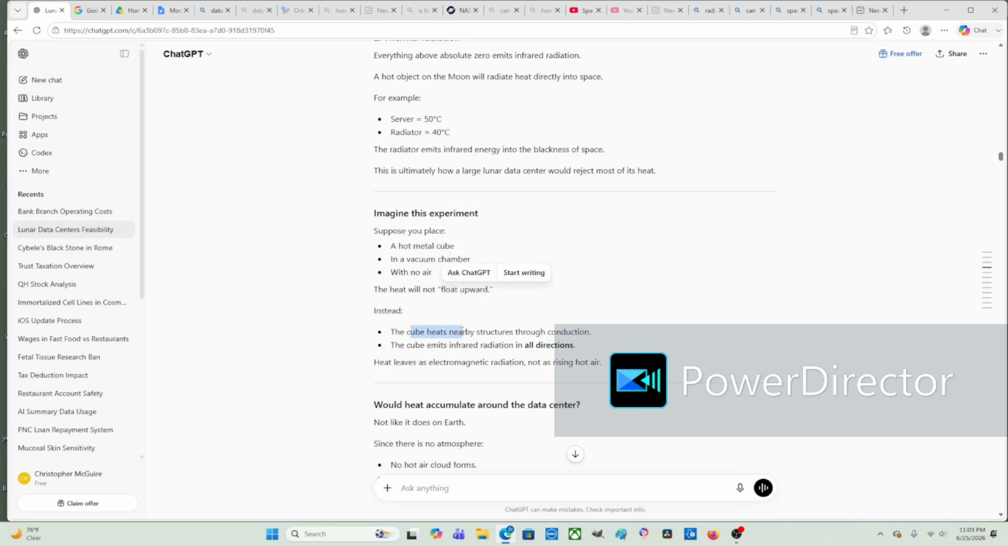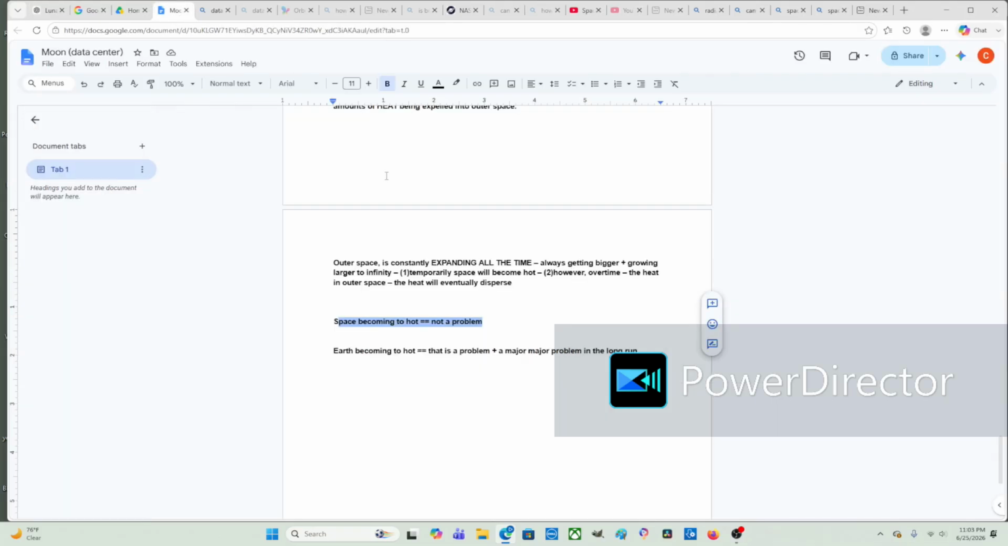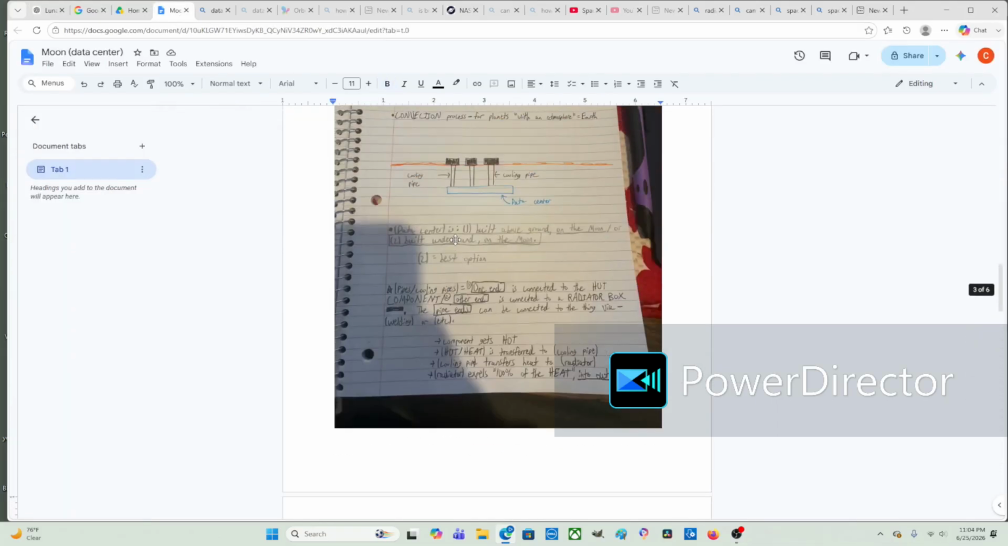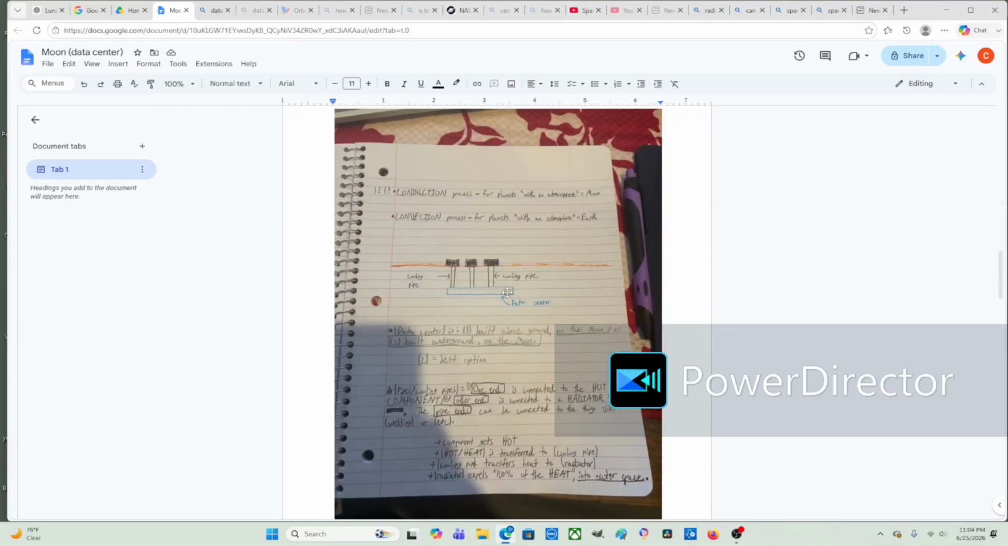However, the cube heats nearby structures through conduction, and these structures have to be connected to the hot cube. Similar to this example, if you know what this example is in reference to, using the process of conduction.